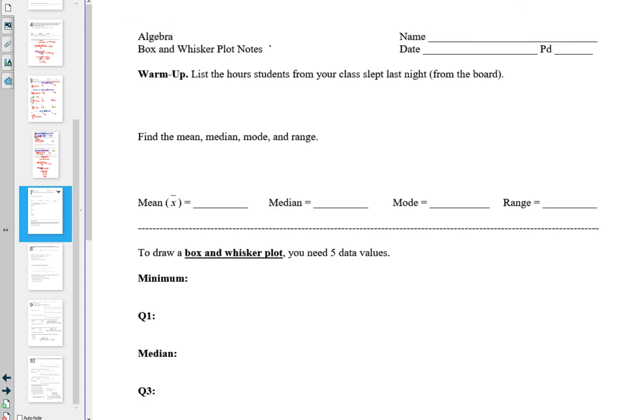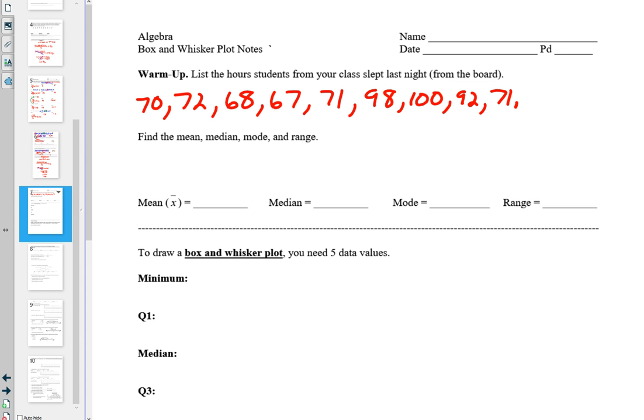Can somebody just read to me those numbers? 70. Okay. And which one? 88. So there's what? 10 numbers. What measure of center does a box and whisker plot revolve around? I'm not going to do the mean, median, mode thing. We've done enough of that already. Yeah, median. It's going to revolve around the median.